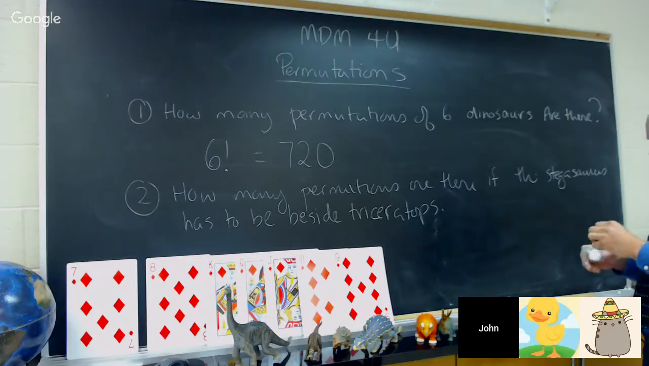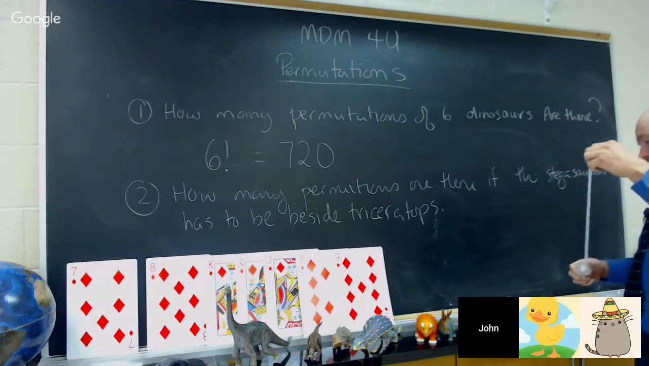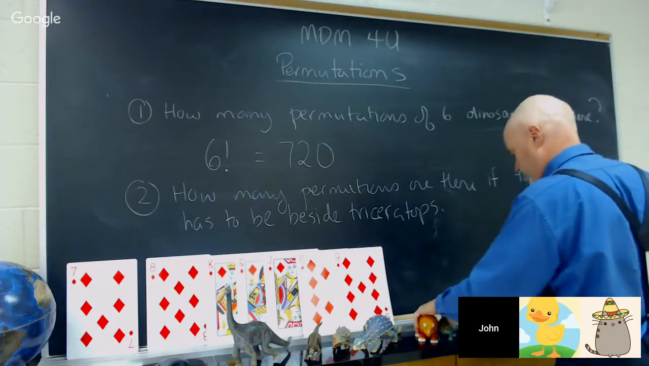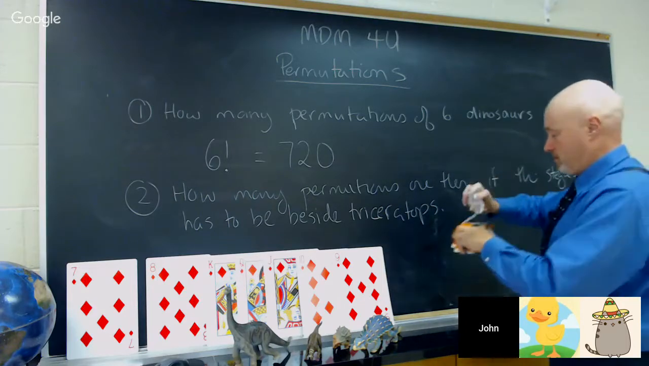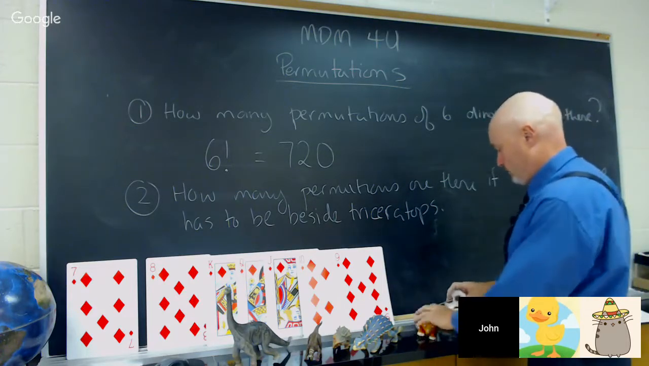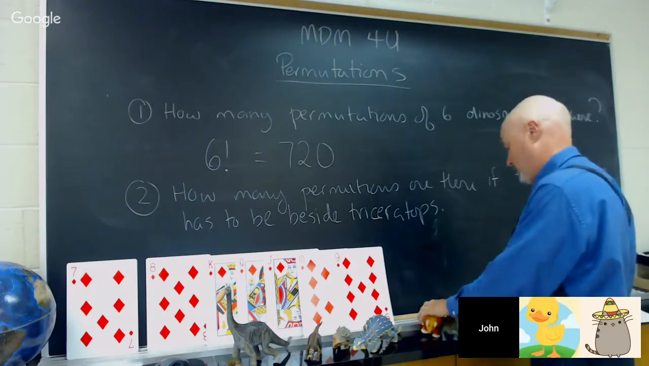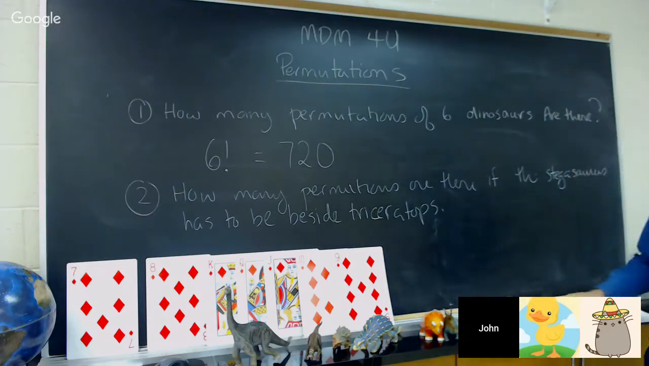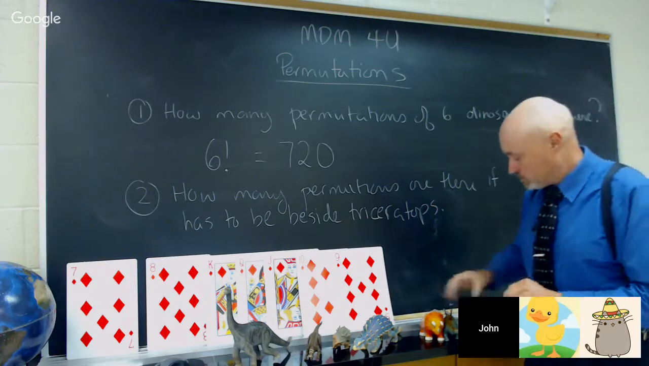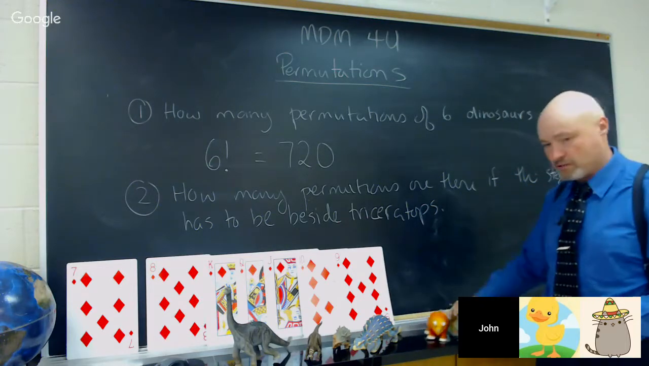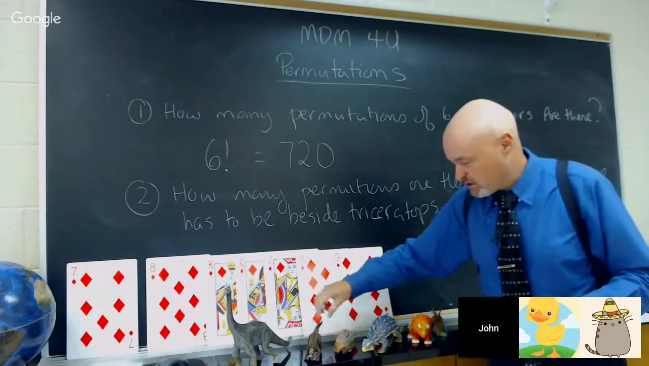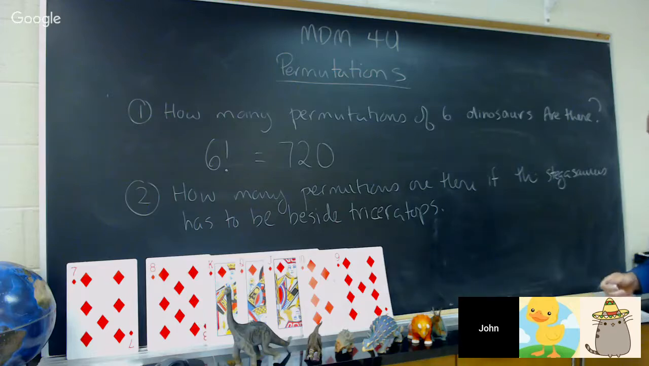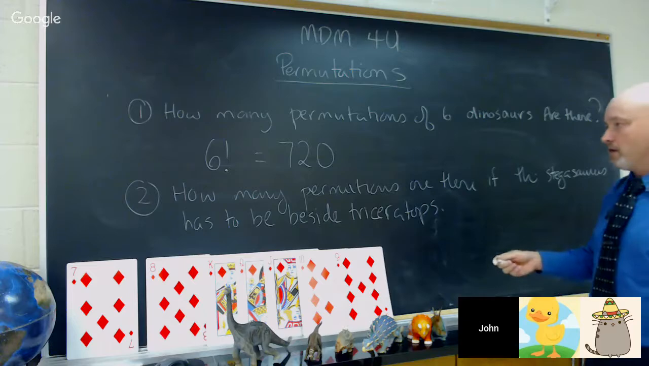So here's what I'm going to do to count this out. I hope whoever I stole this tape from doesn't care. I'm going to tape them together. Okay, there we are. Now, the Stegosaurus is beside the Triceratops. As you can see, no matter what you do, you can't get them apart. And so now we're ready to solve this problem. How many permutations are there if the Stegosaurus has to be beside the Triceratops?